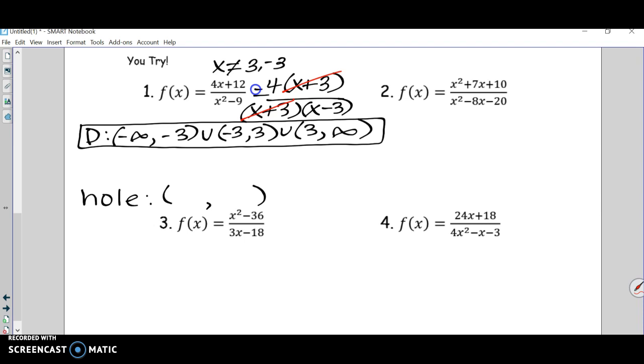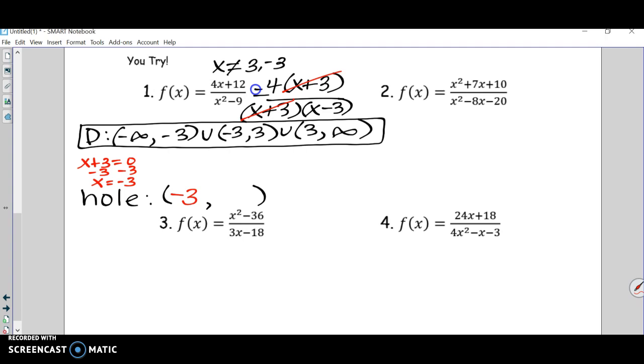If I am getting rid of x plus 3, so if I set x plus 3 equal to 0, how do I solve for x? So what is the value of x when my hole is x plus 3? It is negative 3. So that's the x value of my hole. If it was x minus 1, the x value of my hole would not be minus 1, it would be positive 1, right? If my hole was x minus 14, my x value of my hole would be positive 14, okay?